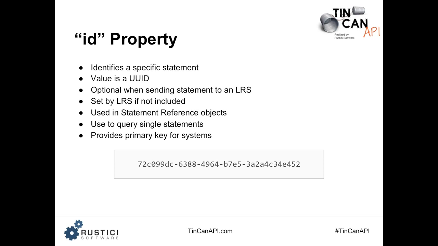So we have two ways to work here. We can either set our own IDs, or we can allow the LRS to set them for us. The ID property is used in statement reference objects. I talked earlier about the fact that the object property of a statement can take a statement reference as its value. That statement reference will make particular use of this ID property. The ID property can be used to query for single statements out of an LRS. And it provides a primary key for systems, essentially saying we know that this statement is unique within the whole Tin Can specification, not just for a specific system.